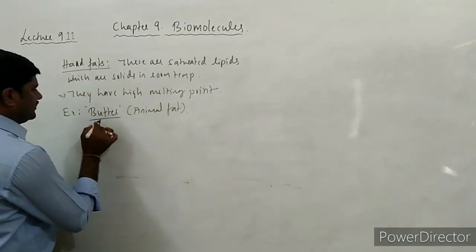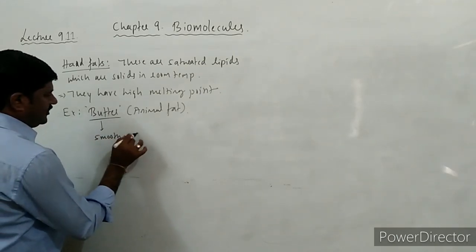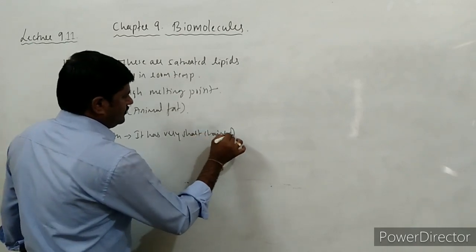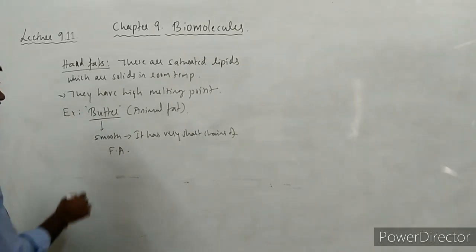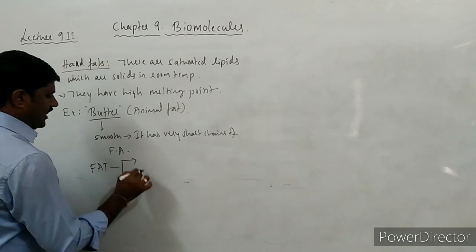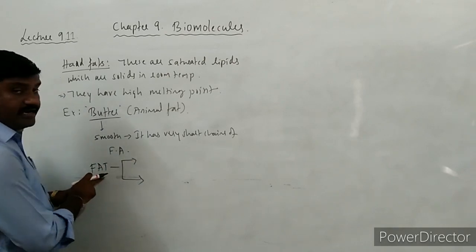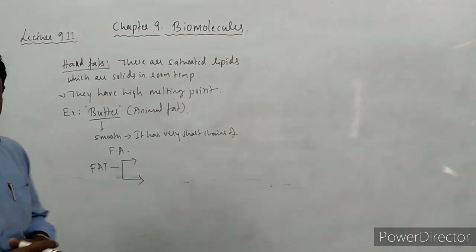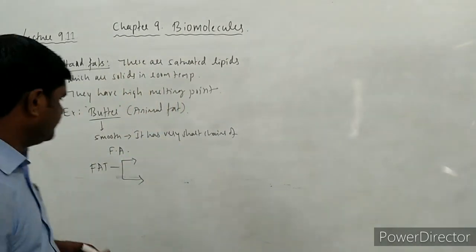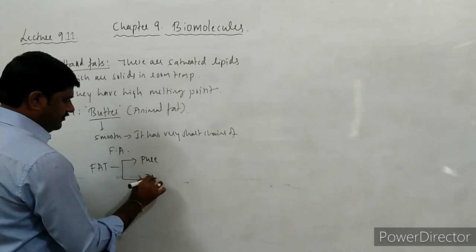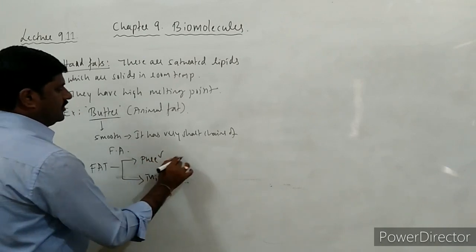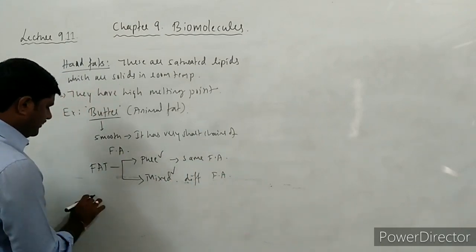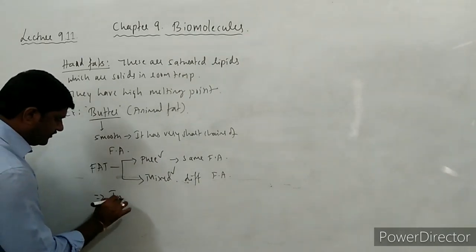So this is hard fat, we can say, but it is very smooth since it has short chains of fatty acids. And these fats, already I have told you, have been classified into two types. There are different types of fats that we have already discussed, pure fats or mixed fats. If they have the same type of fatty acids or different types of fatty acids, based on that they have been classified into two types. And these fats are acting as insulators.